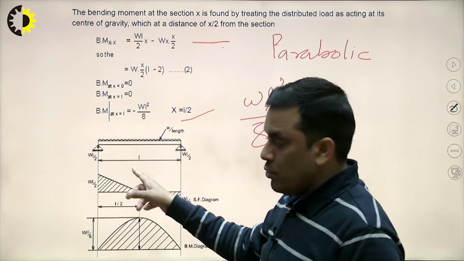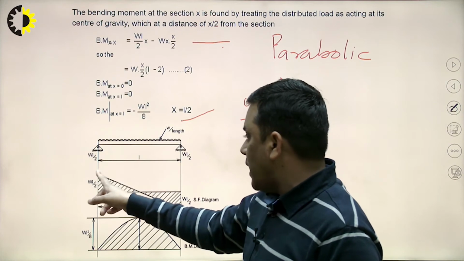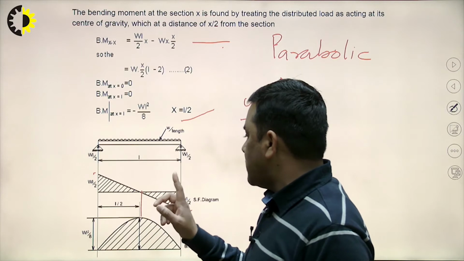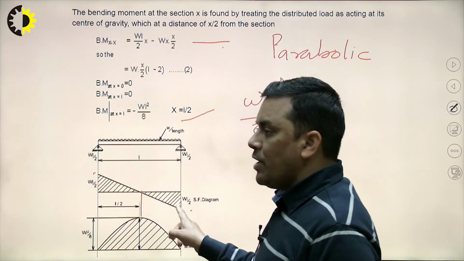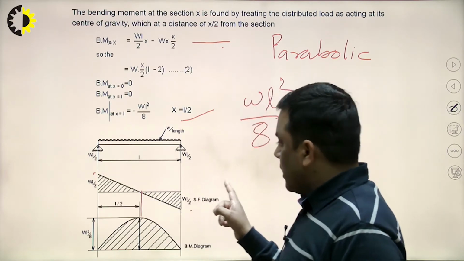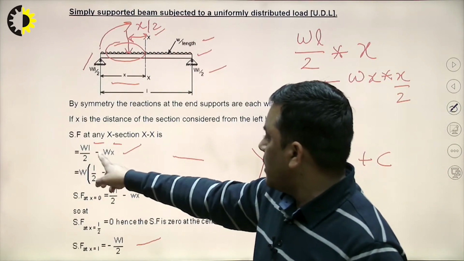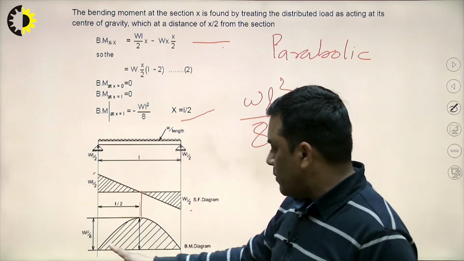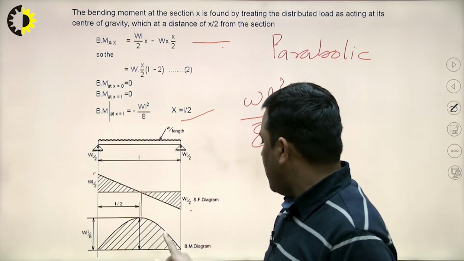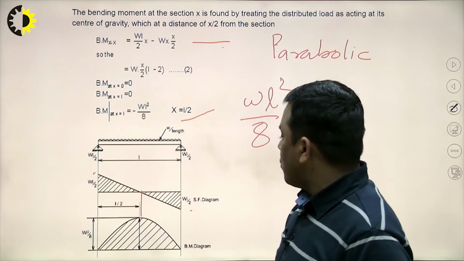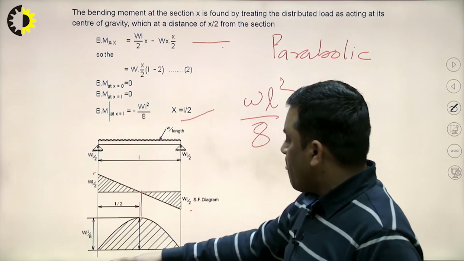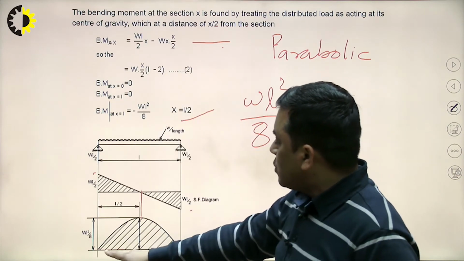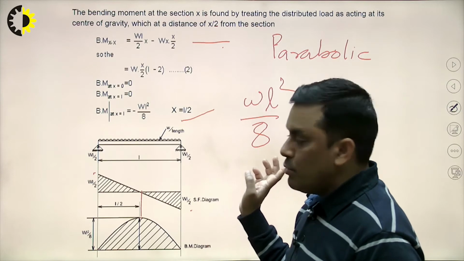As the shear force equation is an inclined line equation, at this point it is positive, at this point it is negative, and at the midpoint it is 0. So, an inclined line of negative slope is there. And the bending moment diagram is 0 here, 0 here. At the midpoint it is WL square by 8, and the curve is opening downward because the minus x square term is there.